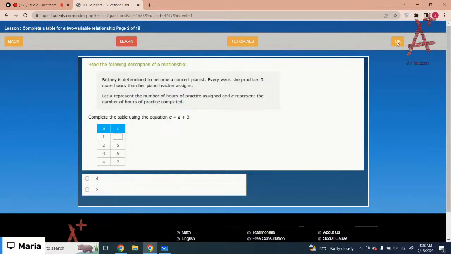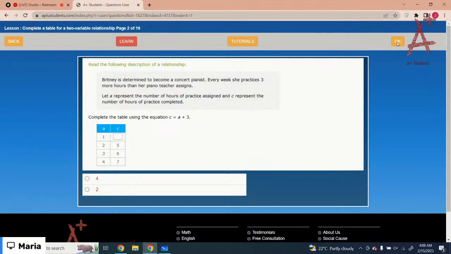Okay. The next one is Brittany is determined to become a concert pianist. Every week she practiced 3 more hours than her piano teacher assigns. Let A represent the number of hours of practice assigned and C represent the number of hours of practice completed. Complete the table using the equation C equals A plus 3. That's the one we did in the tutorial, isn't it? So the equation is C equals A plus 3.